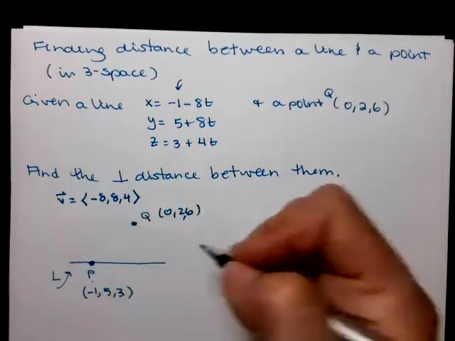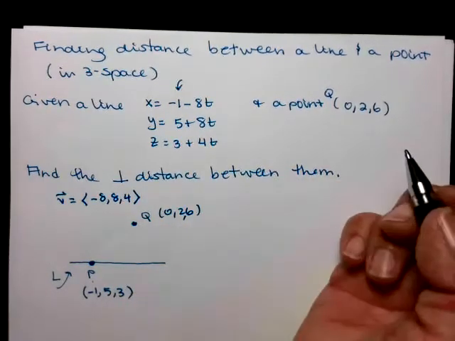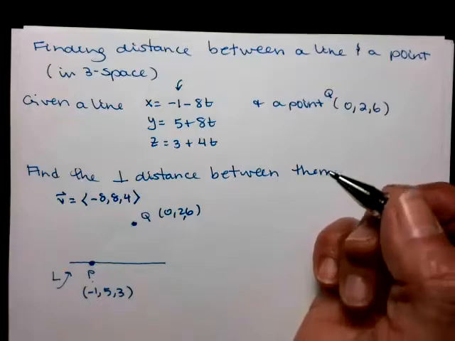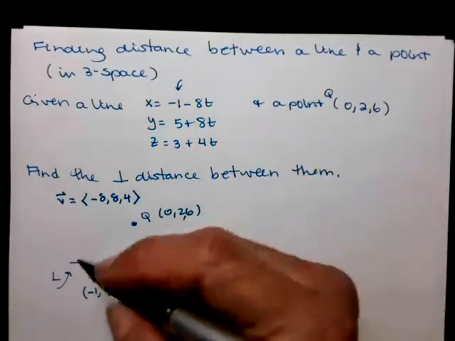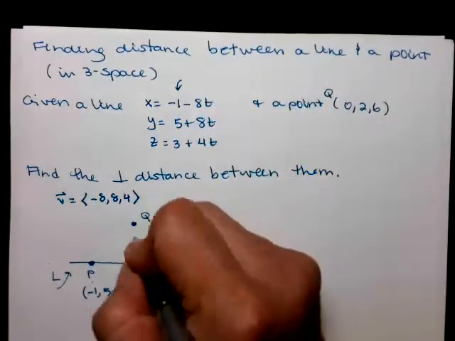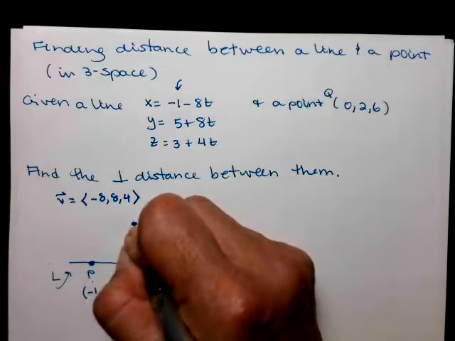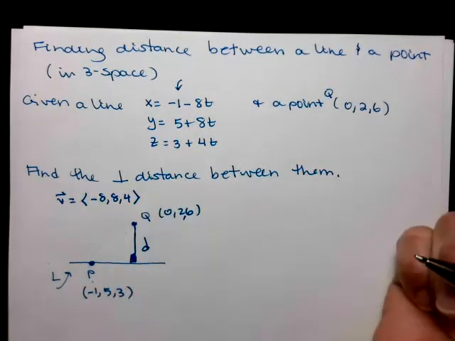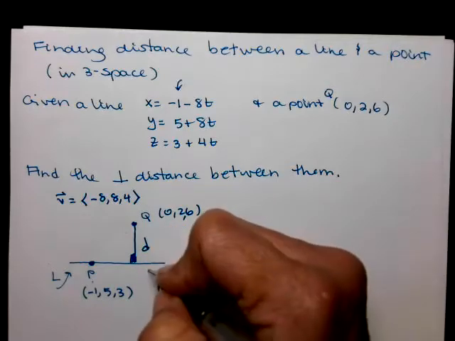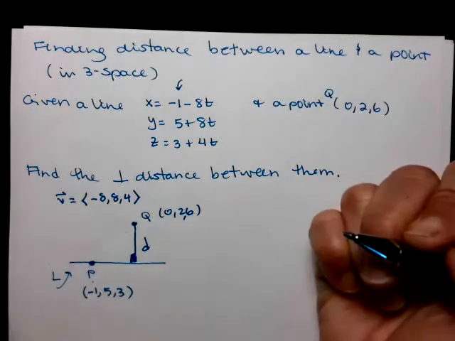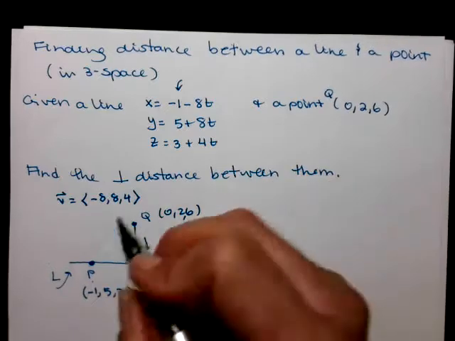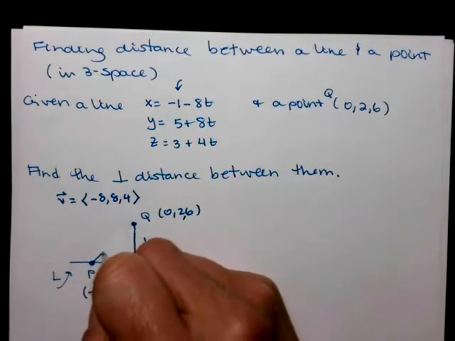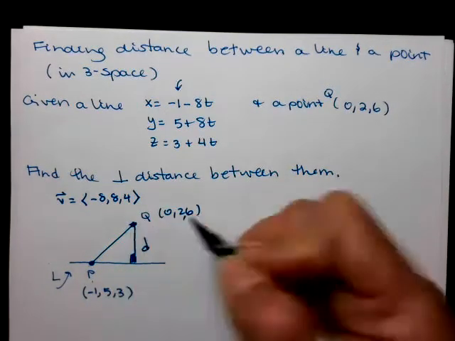Well, for the picture here, try not to get too hung up on am I going left, right, up, down, whatever. We're just going to flatten it down here to my plane. The distance I want is this perpendicular distance here between Q and the line. I don't know what that is. What I could find is the distance here between P and Q for sure.